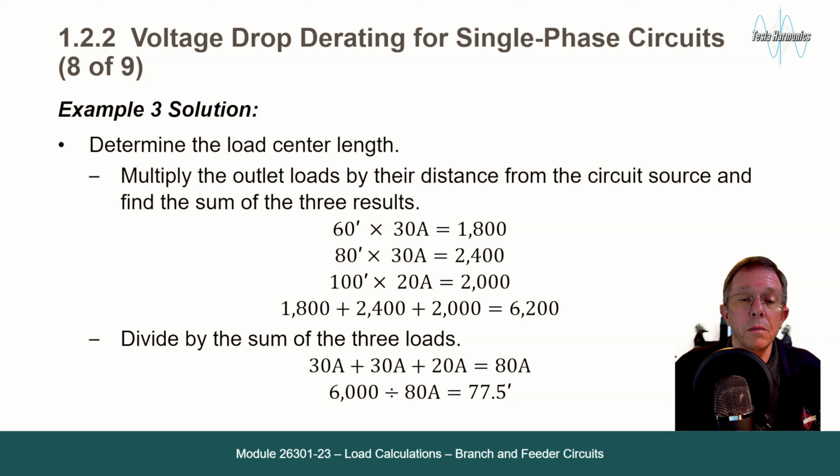Divide by the sum of the 3 loads. 30 amps plus 30 amps plus 20 amps equals 80 amps. 6,000 divided by 80 amps equals 77.5 foot.